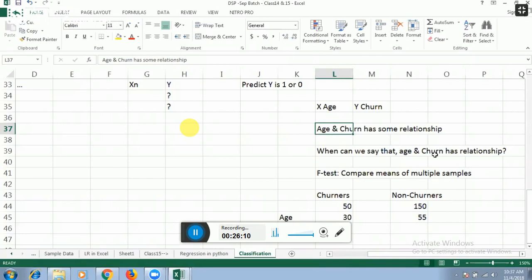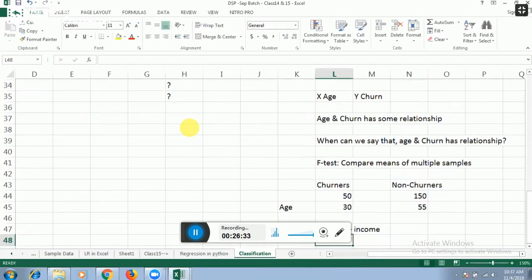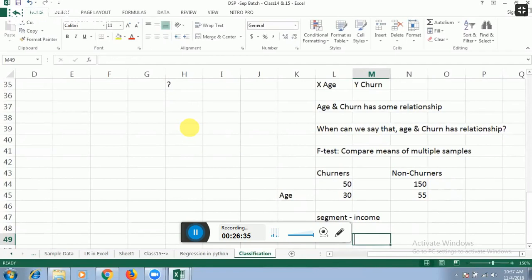So this is what I'm saying: the F test tells me that you have 2 samples or 3 samples or 4 samples, and it will compare the means of that numerical variable, in this case age. Suppose I want to see whether segment and income have any relationship, how can we say that? Okay, S1, S2, S3.